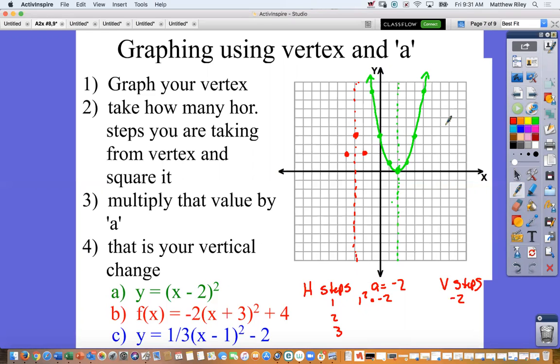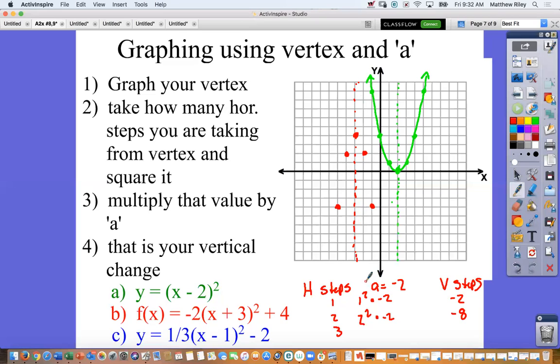So what if I take 2 horizontal steps from the vertex? Yeah, it would be 8. It'd be what? -8. There you go. So if I take 2 steps, I go down 1, 2, 3, 4, 5, 6, 7, 8. Then 2 steps. Again, that's kind of why when I graph, I like to put this axis of symmetry line down here so I know that my Y values are the same and I have to be 2 steps from the axis of symmetry.